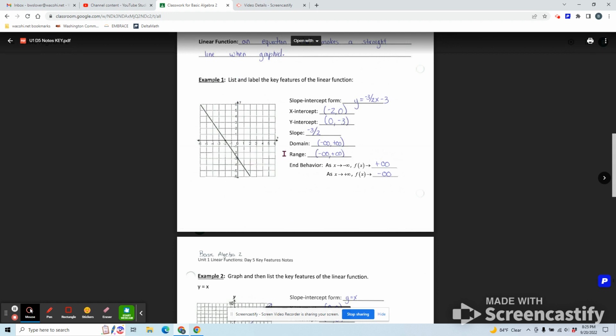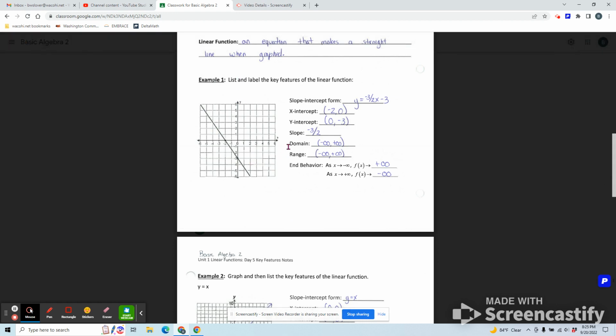So for purposes of this class, I am always going to give you a function that has a domain and a range that's negative infinity to positive infinity. I could have any x value or any y value, and it would create a point on this graph. That's what your domain and range are talking about. Any x value or y value will create or could create a point on this line.